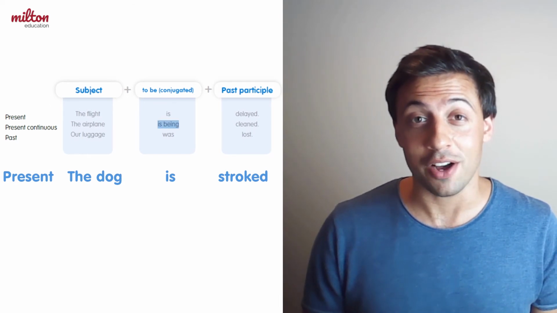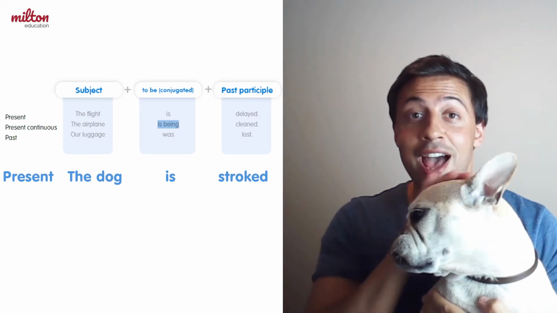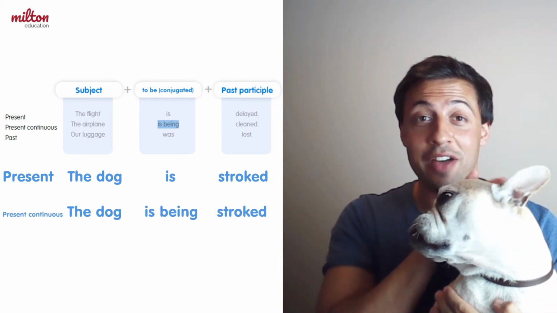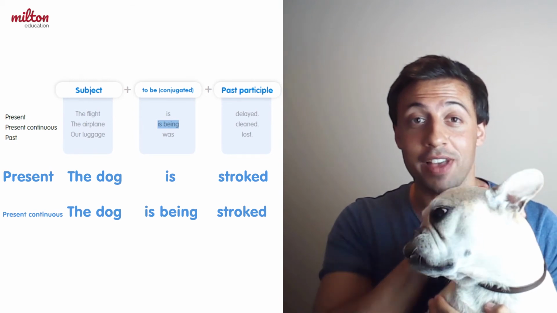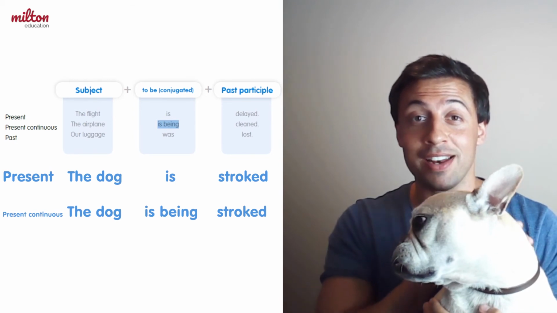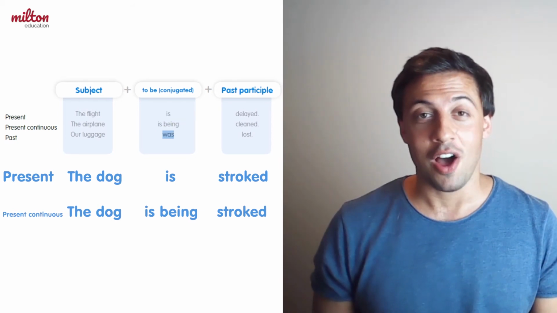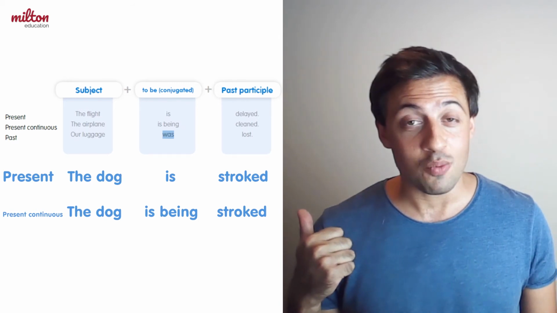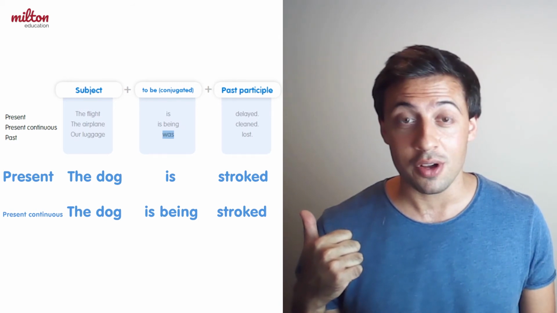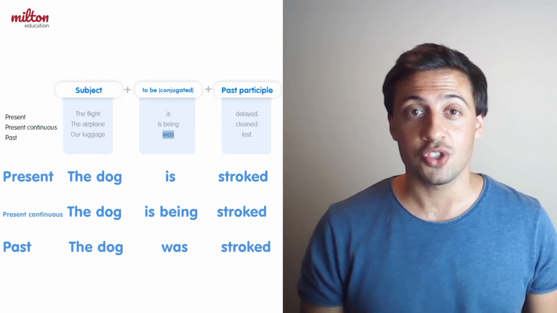Next, I want to tell you a present continuous passive sentence. Now, I want to tell you that the dog is being stroked. It's something that is happening right now to the dog. Finally, I want to say a past tense passive sentence. Remember what happened just a moment ago. The dog was stroked.